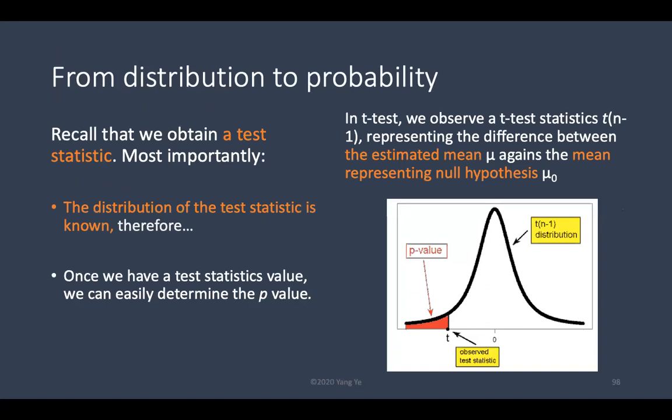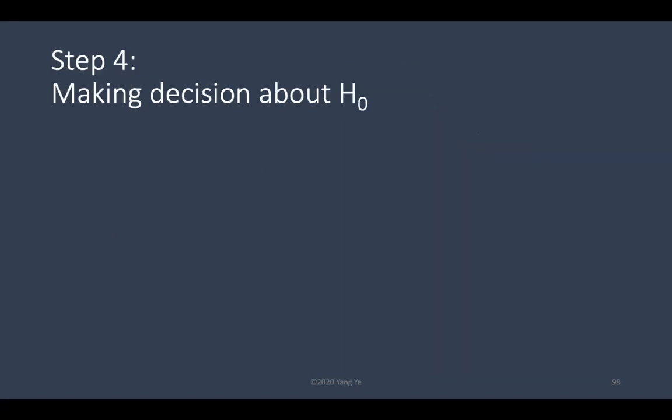And for the test statistics, the most important thing is that we know the distribution of the test statistic, and we can use it to determine the p-value. Okay, that's all you have to know about this whole paradigm. Whenever you see a p-value, you know that something like this has been carried out, regardless of what exactly is the procedure that carries out this test.